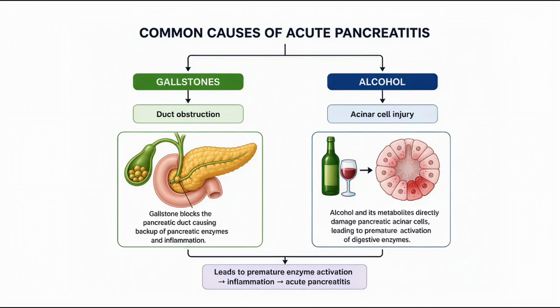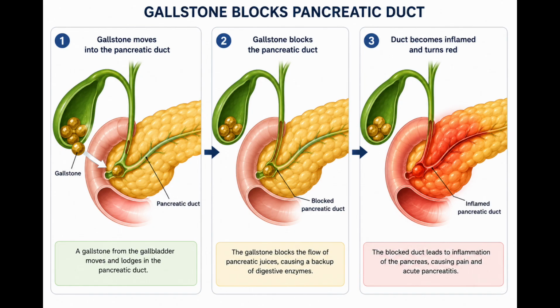Gallstones can obstruct the pancreatic duct, while alcohol can directly injure pancreatic acinar cells. Other causes include hypertriglyceridemia, hypercalcemia, ERCP procedures, trauma, and certain medications. When a gallstone becomes lodged near the ampulla of Vater, pancreatic secretions can no longer flow normally into the duodenum. This obstruction causes digestive enzymes to accumulate and become activated within the pancreas, initiating inflammation and tissue injury.